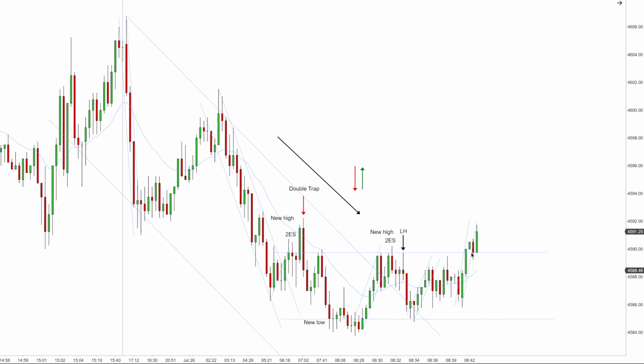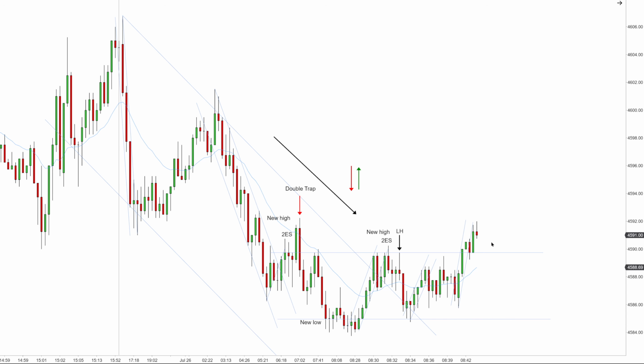Okay, we have a first entry short below this bullish bar, and notice what we have. New low, first entry short, pullback, second entry short. So this right here is a second entry short, but this is not only an ordinary second entry short. What is the price action telling me?